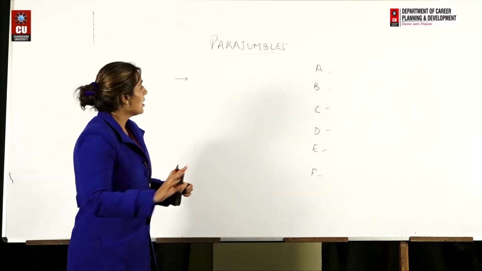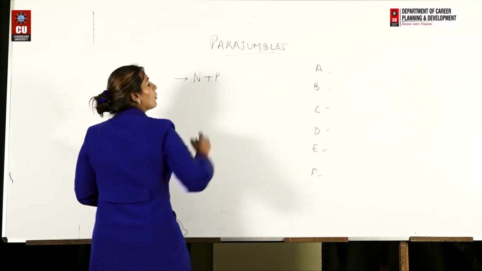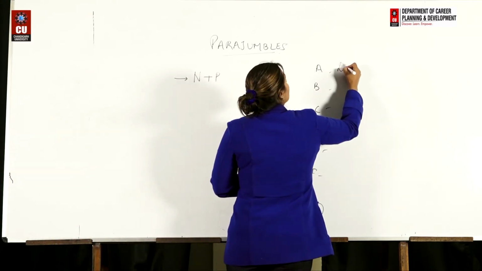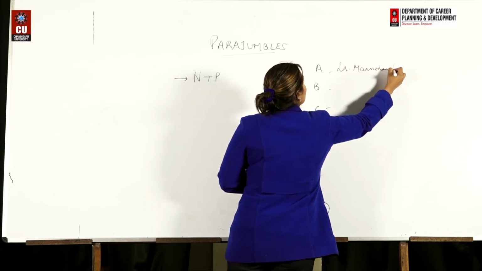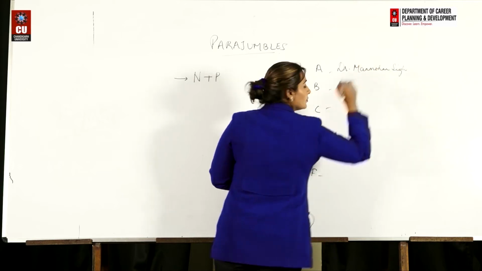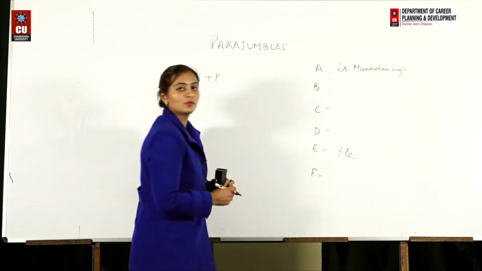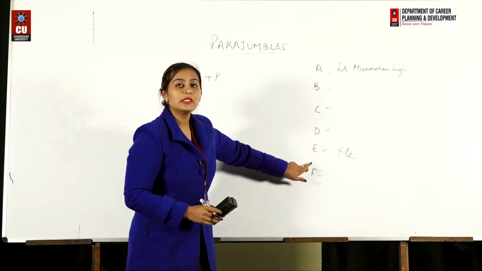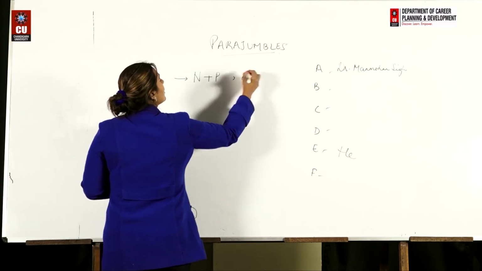First of all, we need to look at the noun and pronoun. Example, I have Dr. Manmohan Singh here and I have "he" here. So I will be joining A and E. A, E.